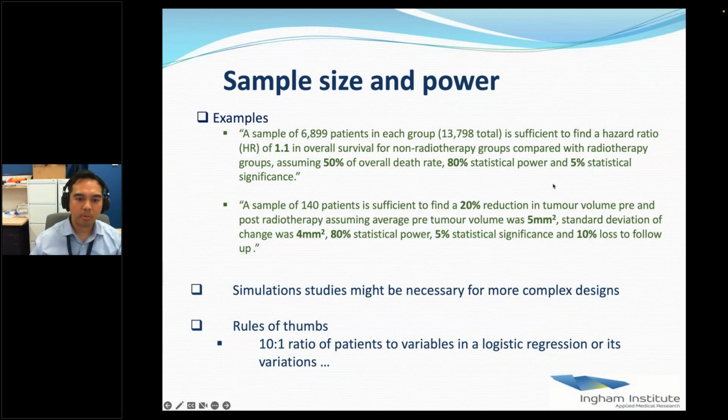So these are two examples where the study design is simple enough that you can just plug values into a calculator, which then feeds into a formula, and it gives you a specific number.